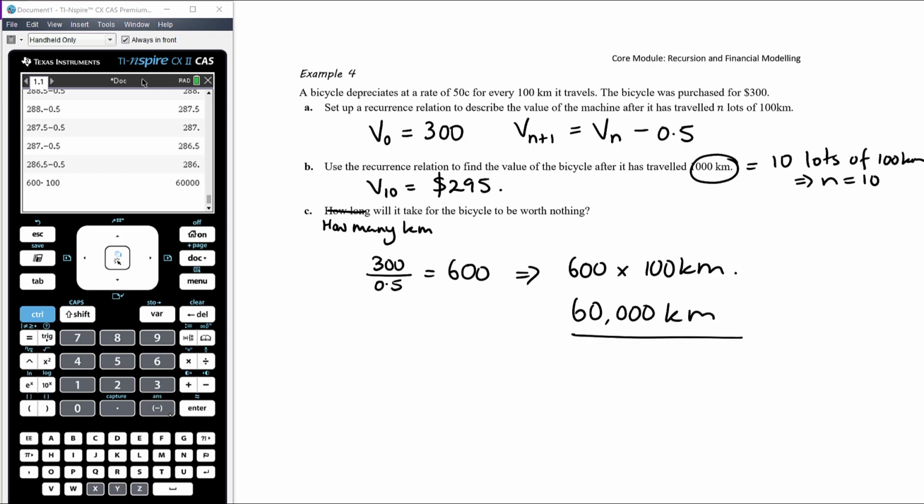Now obviously a bike doesn't depreciate significantly. It's not got a motor, and it's not got electronics, etc. So it's taking quite a long time for the bike to be worth nothing, and it only goes down by a very small amount for every 100 kilometres of use. So it's going to take 60,000 kilometres for it to be worth nothing. That's because 60,000 kilometres is 600 lots of 100 kilometres, and 600 times 0.5, which is how much we depreciate by, is 300. That's equivalent to the purchase price. So it would have lost $300 worth of value and now be not worth anything.